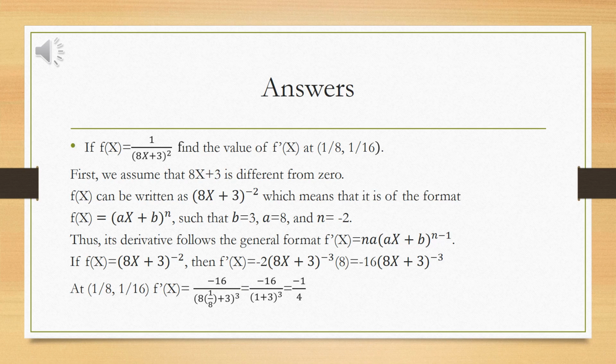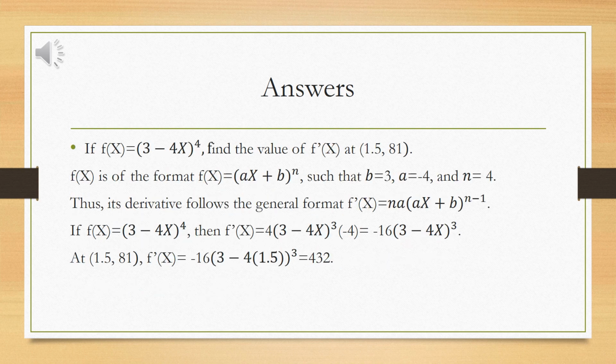If f of x equals (8x + 3)^(-2), then f prime of x equals -2 times (8x + 3)^(-3) times 8, which is -16 times (8x + 3)^(-3). At x = 1/8, f prime of x equals -16 over (8 times 1/8 + 3)^3, which is -1/4.